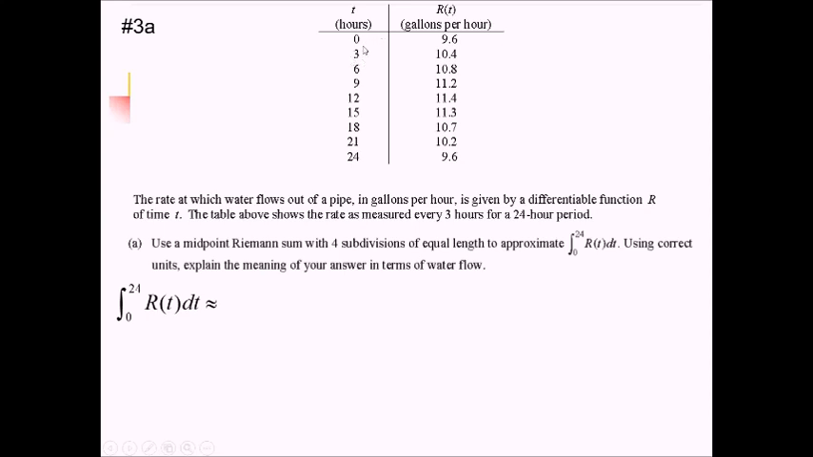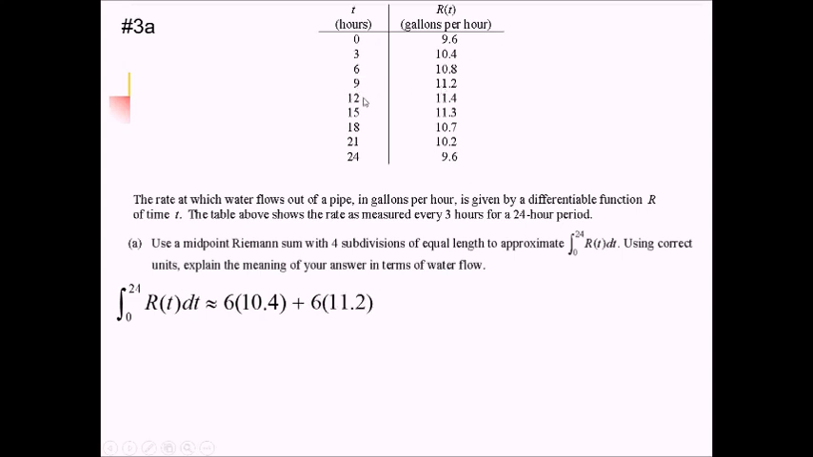So I've got a base of 6 for the first rectangle that takes us from 0 to 6, times a height of, I'm going to use 10.4 because that's the middle value, and this is a midpoint Riemann sum. So 6 times 10.4 plus, next rectangle from 6 to 12, we have a base of 6 times a height of, now we have to use the value at 9, so 11.2.